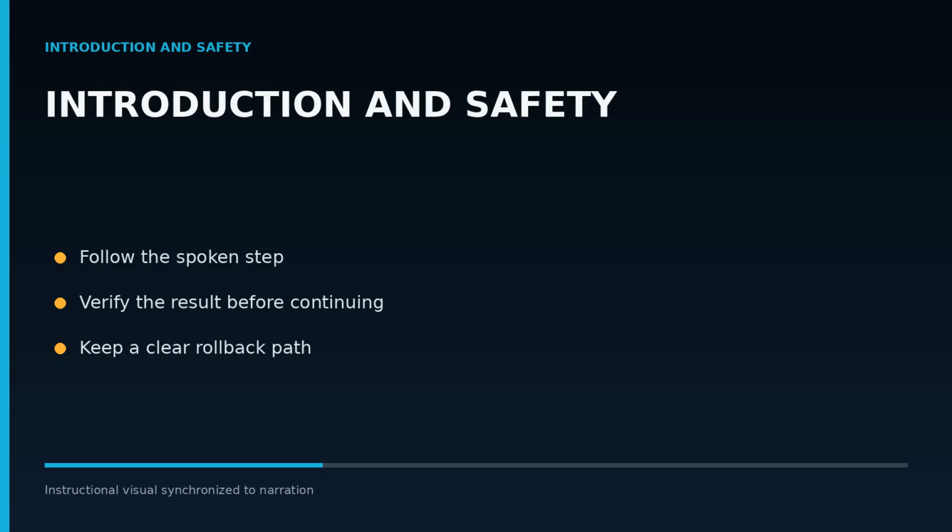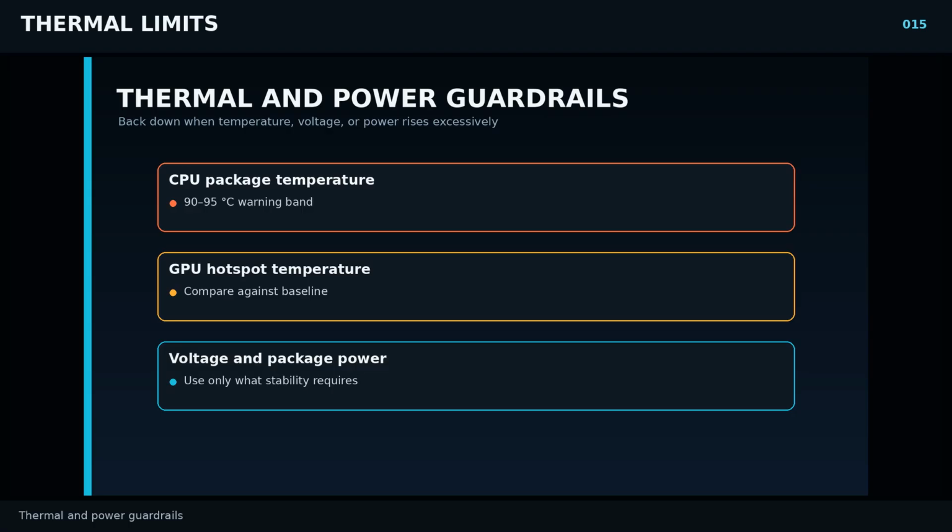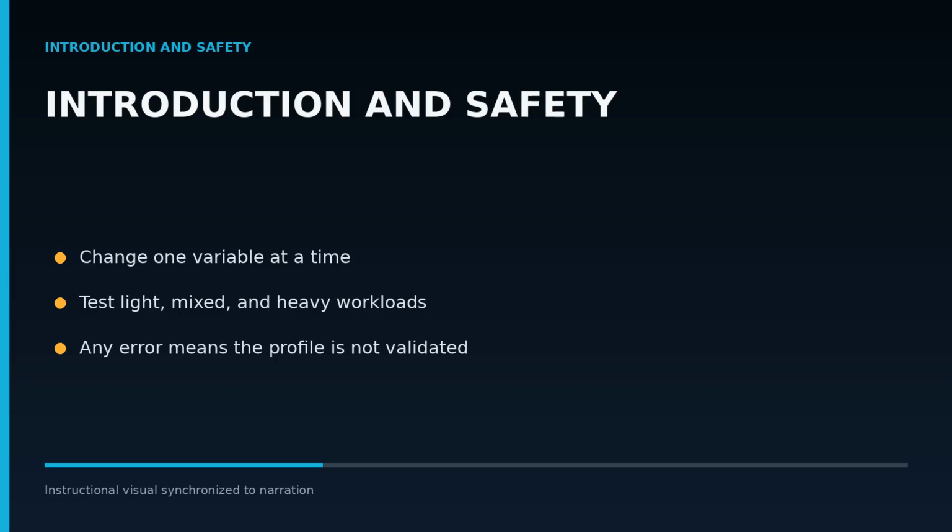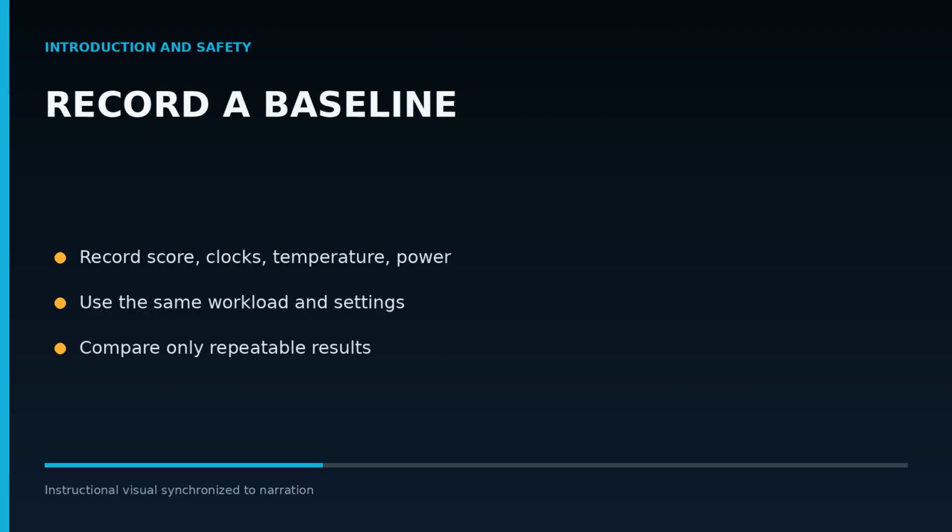In this guide, we will treat 90 to 95 degrees Celsius under sustained loads as a practical warning band for daily use. If temperatures, power, or voltage rise excessively, the recommendation is to back down. A cooler, more efficient system that runs every workload you care about without error is the real goal. One more crucial baseline.